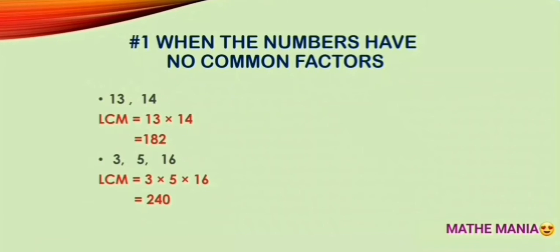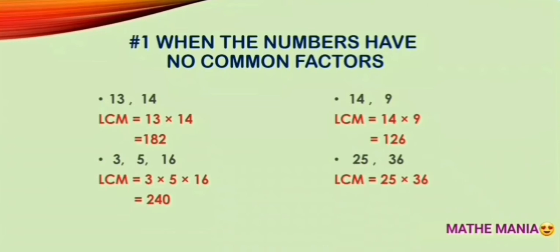So isn't it easy? So now tell me, what would be the LCM of 14 and 9? Yes, you're right, it will be 126. And can you guess the LCM of 25 and 36? They again don't have any common factor, so LCM will be equal to 900.